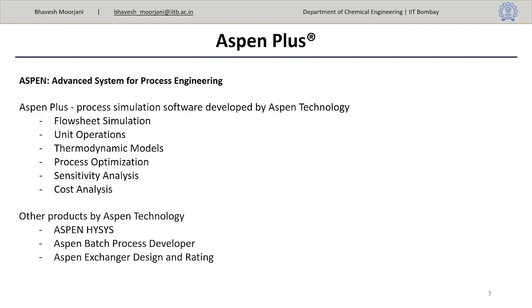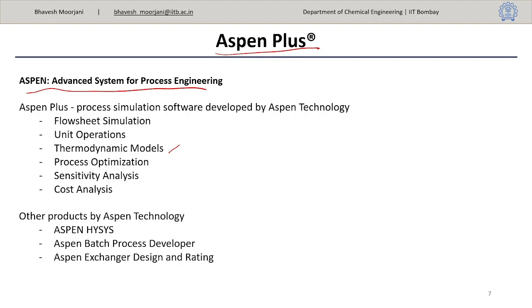Okay. So what exactly is Aspen Plus? First, Aspen Plus is a process plant simulation software developed by Aspen Technology. The full form of Aspen is Advanced System for Process Engineering. With this software, you get the power of doing flowsheet simulation, unit operations, calculating various thermodynamic properties, and sensitivity analysis. We will be learning this step by step.